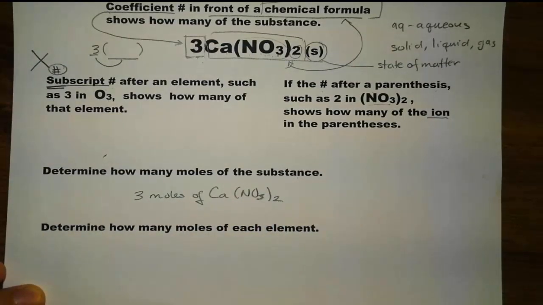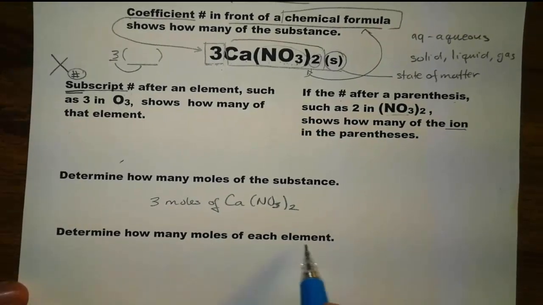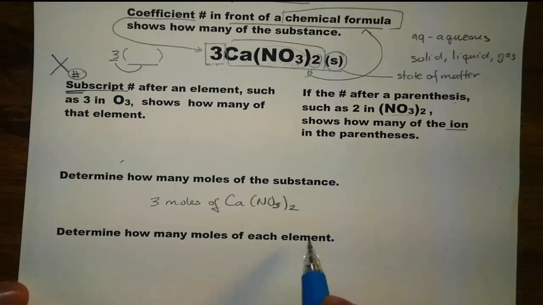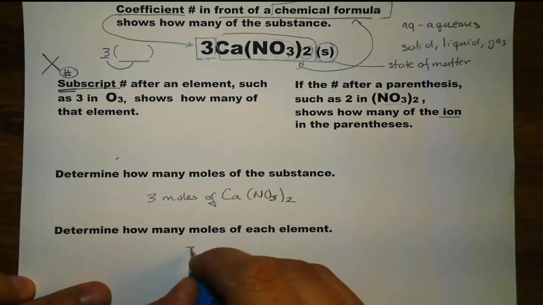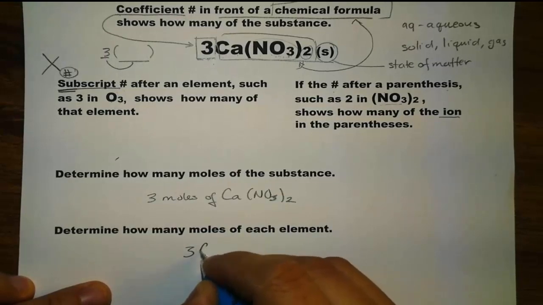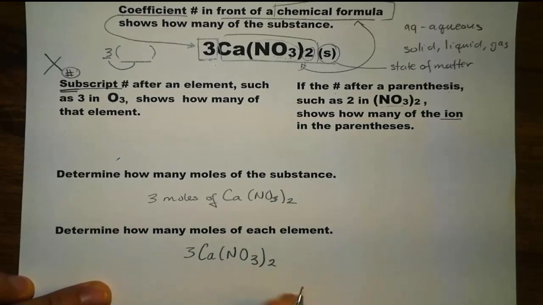Isn't that easy? Next, we are going to determine how many moles of each element in this chemical formula. When we look at this, we have 3, right? Ca(NO3)2, and then it's 2. We don't care about the states of matter for now.